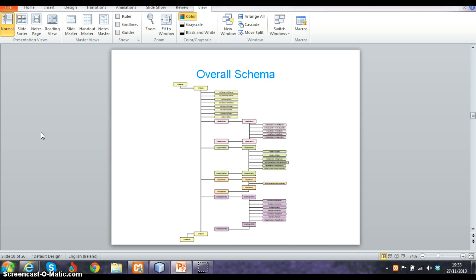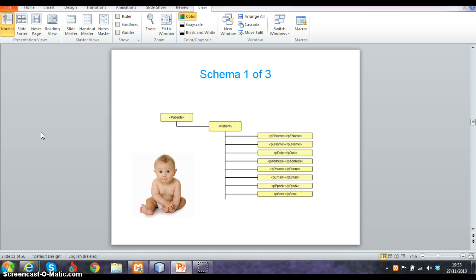This is a copy of the overall schema that Bridget put together for us in our group. The first part we see is the patients, which is our root. So everything is included in this patients root. Every patient has a first name, last name, date of birth, address, phone number, email, PBS number, and sex.